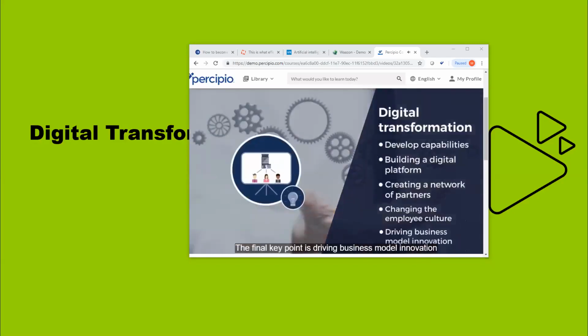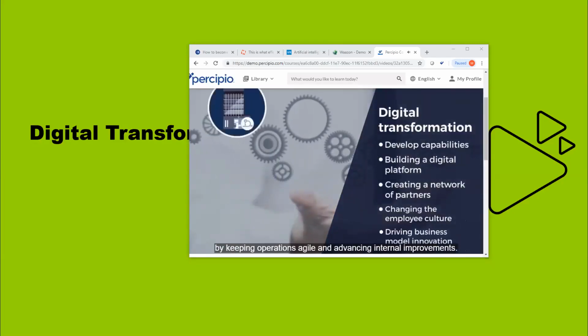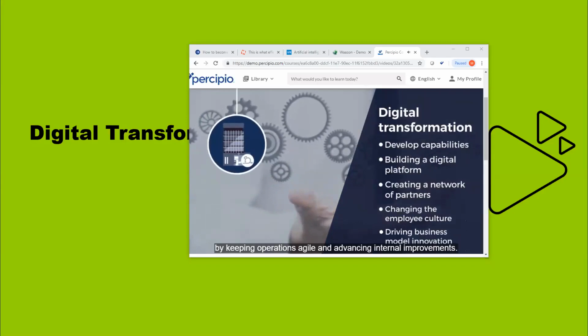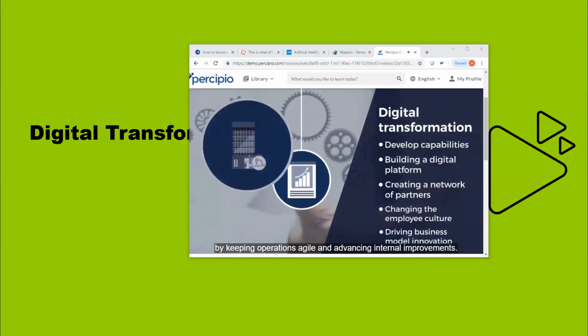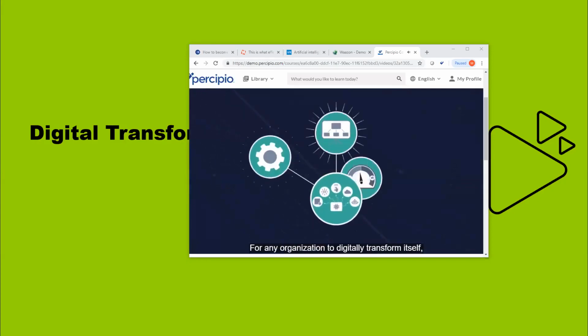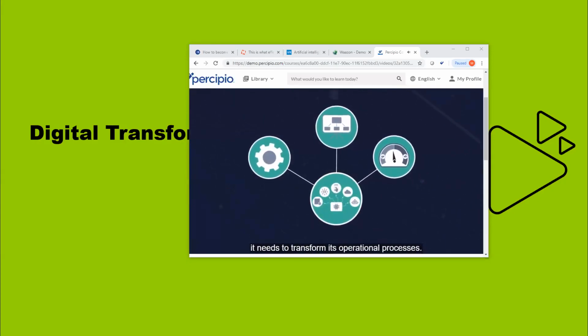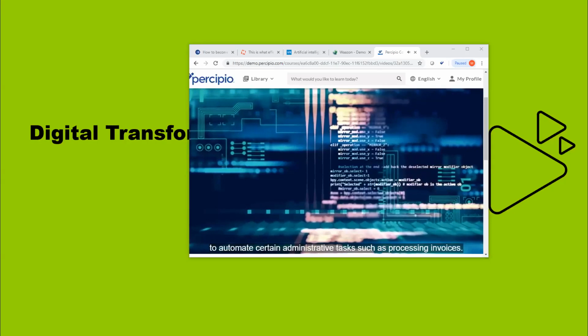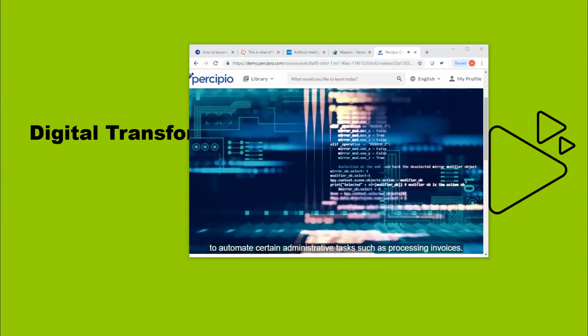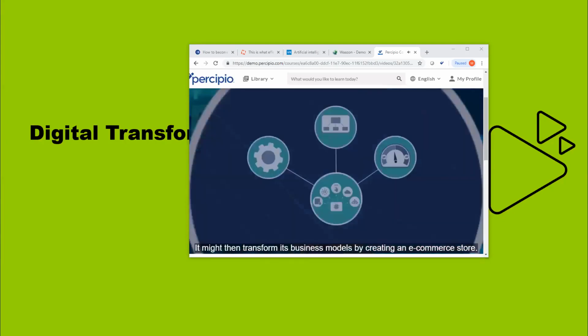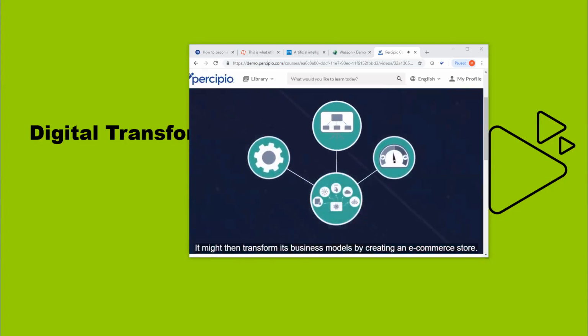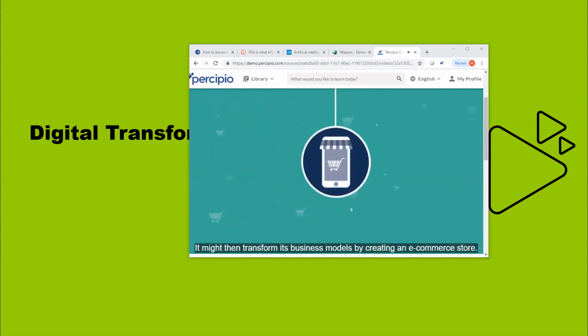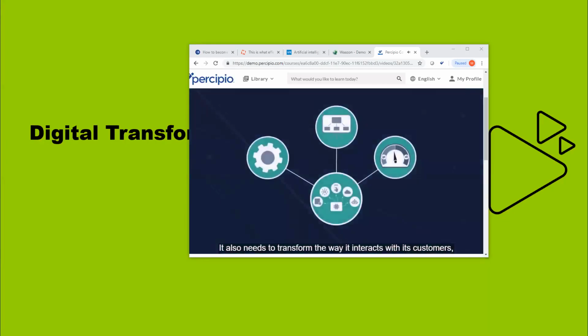The final key point is driving business model innovation by keeping operations agile and advancing internal improvements. For any organization to digitally transform itself, it needs to transform its operational processes. For example, a company can use software to automate certain administrative tasks, such as processing invoices. It might then transform its business models by creating an e-commerce store.